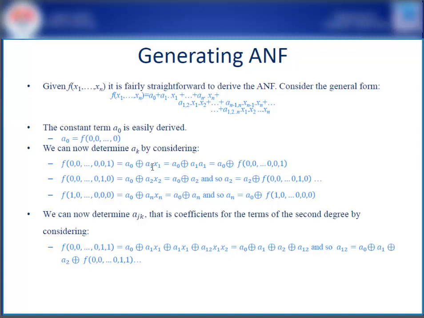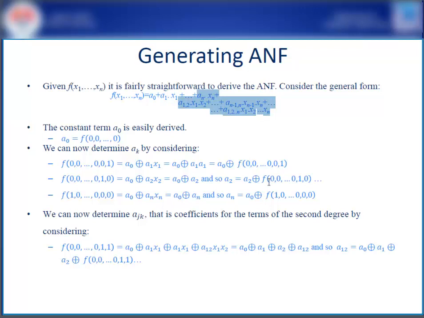For example, to derive the a1 term, we can use a Boolean function evaluated at the point where x1 is equal to 1. Starting from this part of the equation, all the terms are going to be equal to 0, so we are left with only this part of the equation. From this part we can easily derive the term a1, which is equal to a0 plus f of x evaluated at the point 0, 0. All elements except for x1 are zeros. Using the same logic we can derive all the other terms.